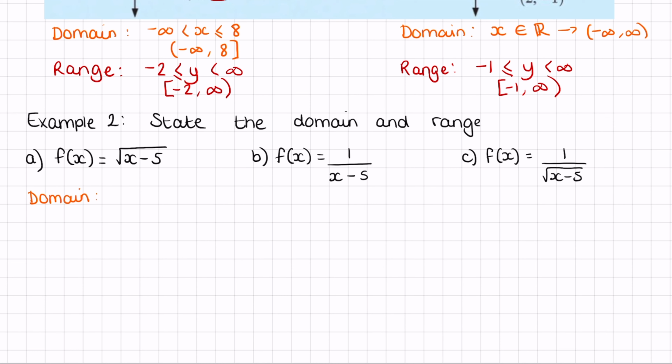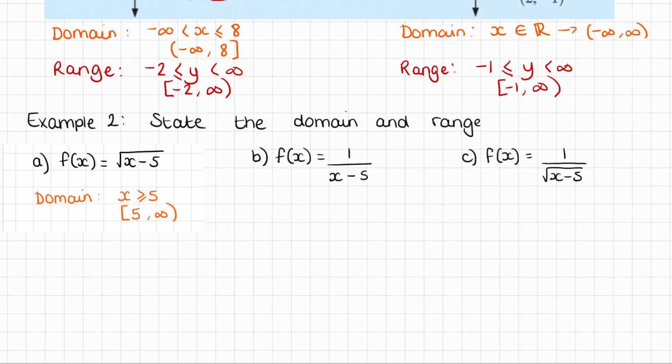So with this one here, you have to understand we can't have a negative under a square root sign, which means the smallest value that x can be is 5. Because if it's less than 5, you're going to go into the negatives, where if x was 5, we just get 0, and we can find the square root of 0. So in this situation, x has to be greater than or equal to 5. You can write it that way. Once again, you could do it in brackets.